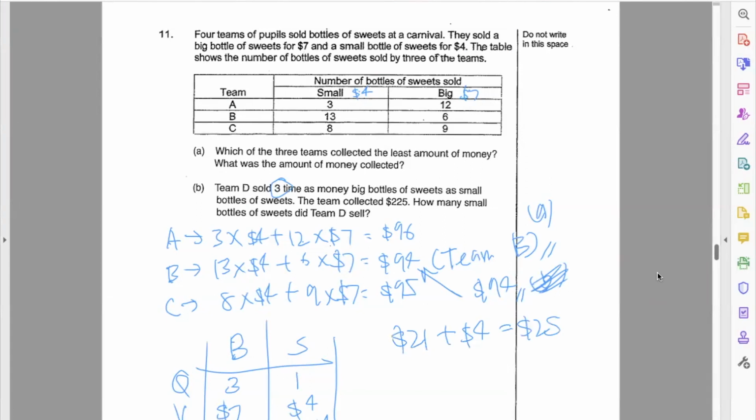Team D sold a few groups and collected $225. So in $225, it consists of how many groups? You divide it by 25, you get 9. So team D sold 9 groups of such bottles. All right. Question is, how many are small bottles? So it's 9 groups, and in every group there is 1 small bottle. So 9 times 1. Answer is 9 small bottles sold altogether by team D.